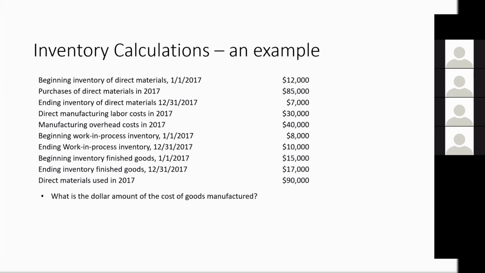I'm going to give you a hint. Beginning plus manufacturing costs added equals available minus ending equals cost of goods manufactured. What are my 3 manufacturing costs? What are my 3 product costs?